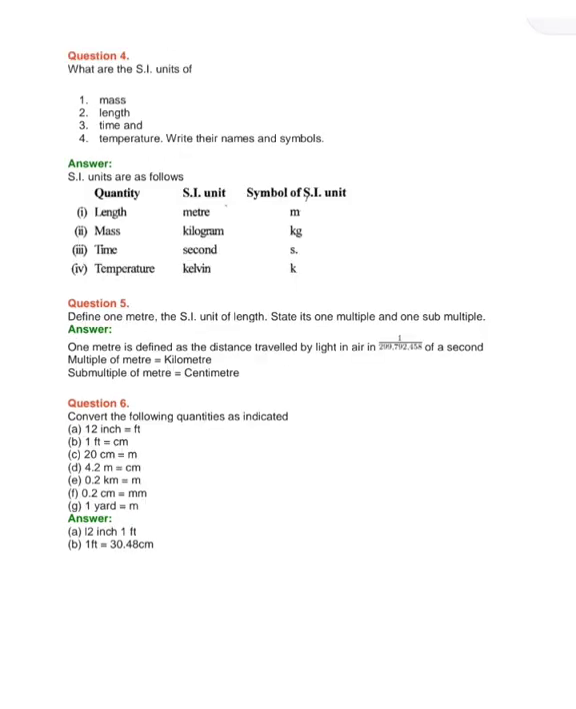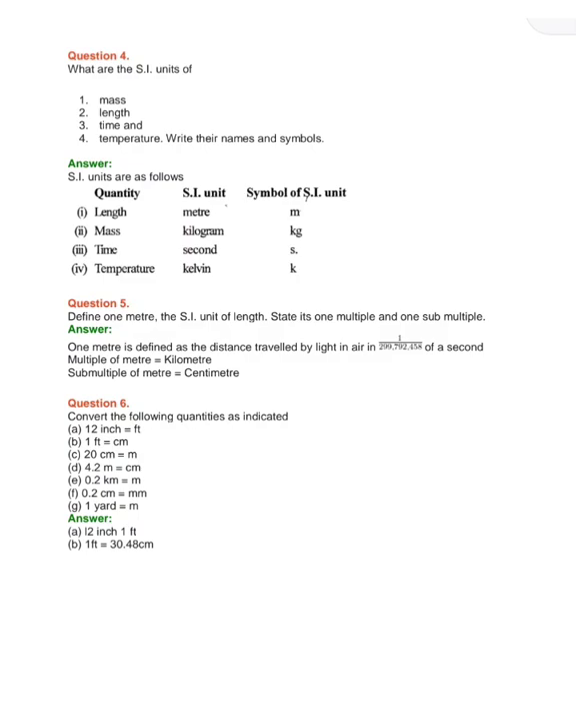Question 4 is: what are the SI units of number 1, mass, number 2, length, number 3, time, and number 4, temperature? Write their names and symbols. And you can write this in a table form. Let's make a table of quantity, SI unit, and next is symbol of SI unit. First is length. SI unit is meter and symbol is m. Number 2 is mass. SI unit is kilogram. Symbol of SI unit is kg.